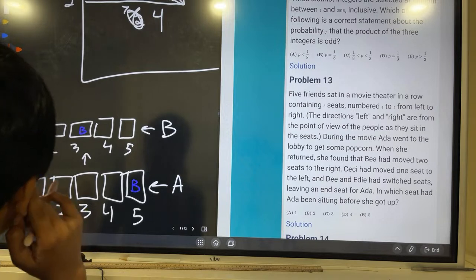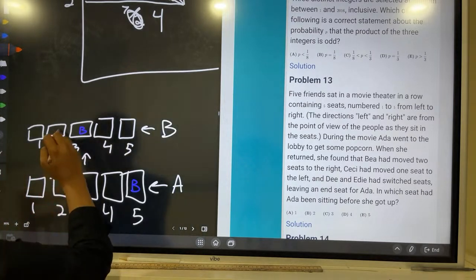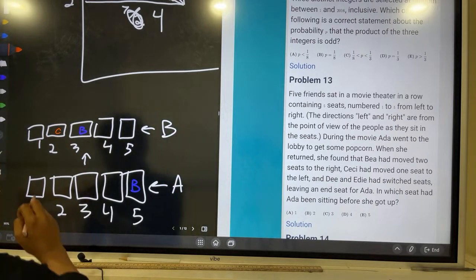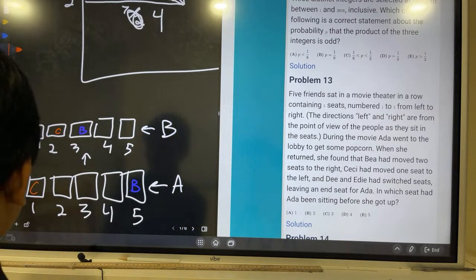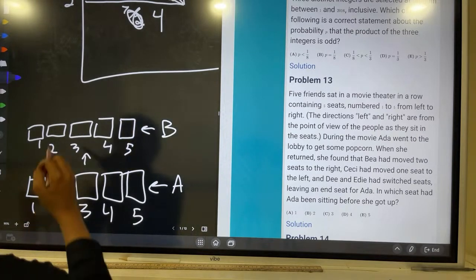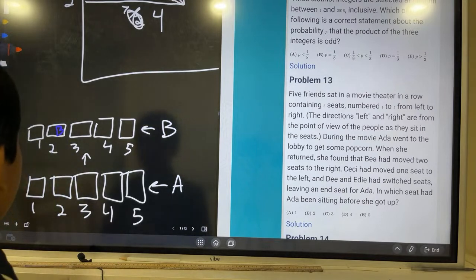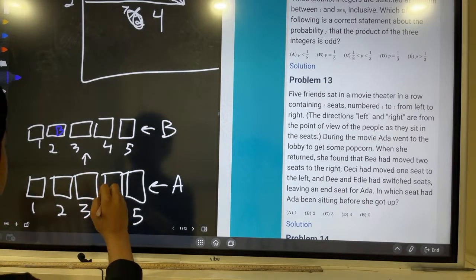So then, let's say she goes to seat 2. And then she'd be in seat 1 at the end, but we need an edge seat for Ada. So maybe our initial assumption was wrong. Let's say Baez was in seat 2 instead. Then she would later be in seat 4.